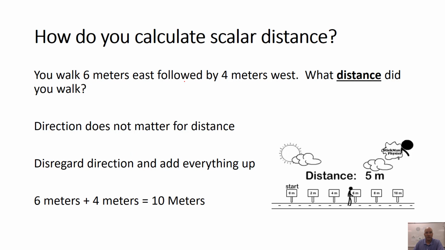You can walk 6 meters east followed by 4 meters west. So now we're trying to calculate the scalar distance. You're going 6 meters east and then you're going 4 meters west. Well, since distance is a scalar, you're just going to ignore the direction. You're just asking yourself, how much did you walk?